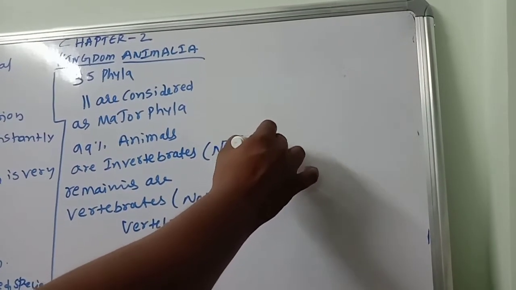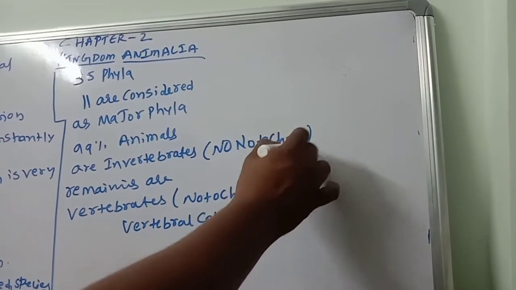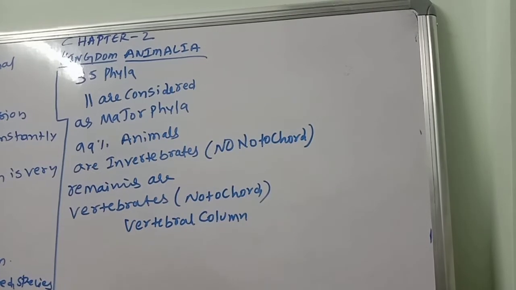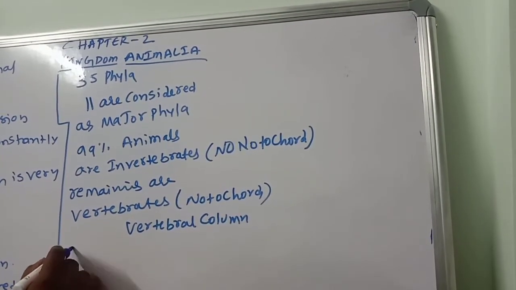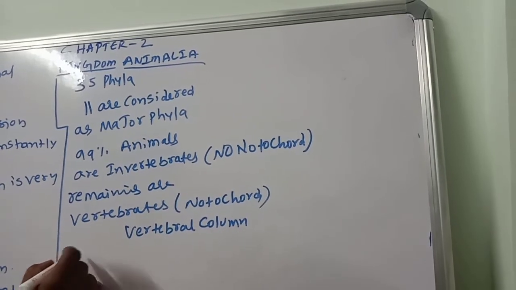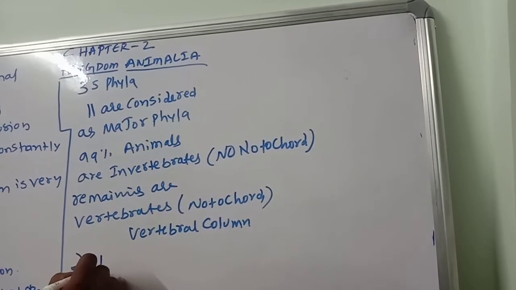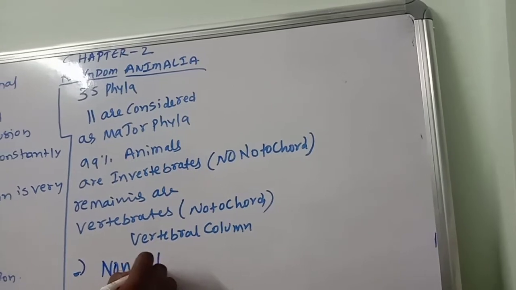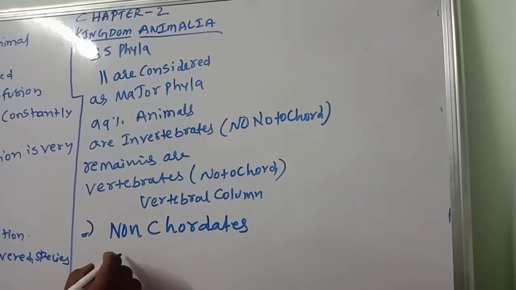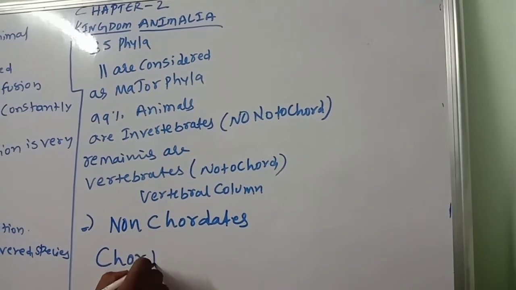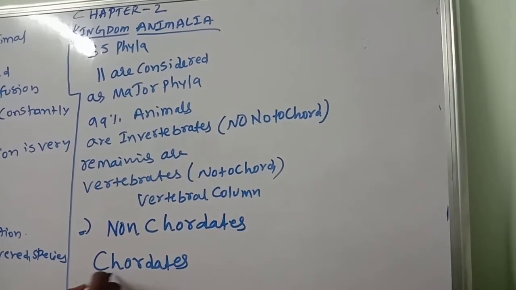Remember this word. Based upon the presence of notochord and vertebral column, animals are divided into two major groups. One is non-chordates, and the other is chordates. These two important things you should remember.